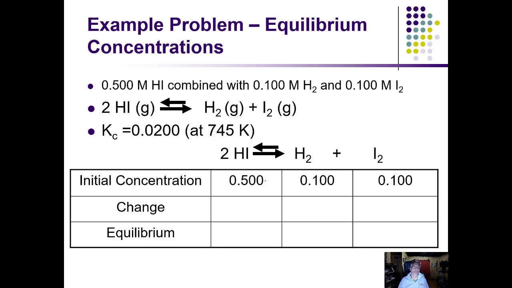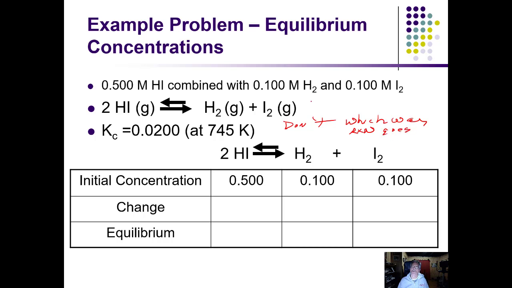So if you look at the initial concentrations here in our ice table for our equilibrium reaction, we don't have any zero concentrations here. And without zero concentrations for any of the components, we actually don't know which way this reaction is going. Okay, does the reaction go forward or does it go in reverse?